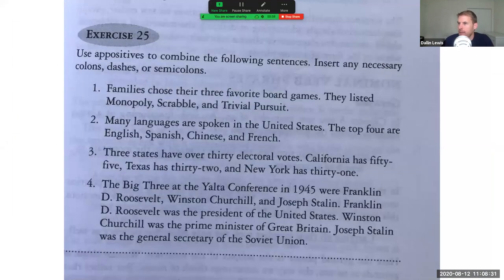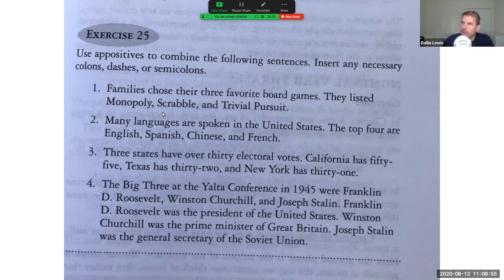Appositives, again, this time we're combining sentences, same sort of idea. We can use any colons or dashes if we want. These ones you will do, so I'll go over 2 and 4. Many languages are spoken in the United States. The top 4 are English, Spanish, Chinese, and French. I can just drop off that last part, put a colon instead of a period, and say many languages are spoken in the United States: English, Spanish, Chinese, and French.